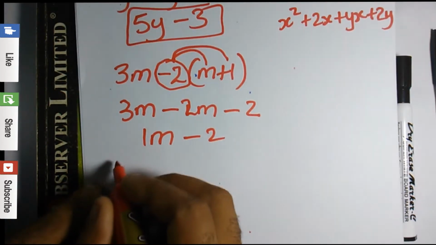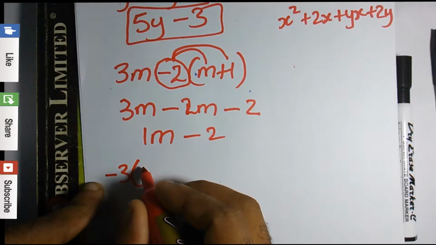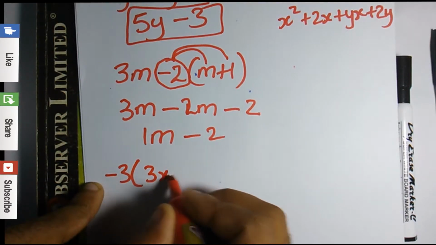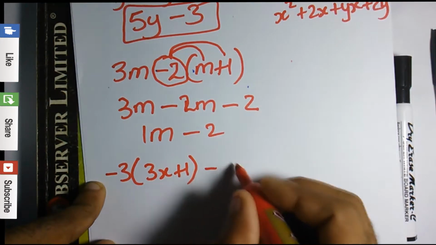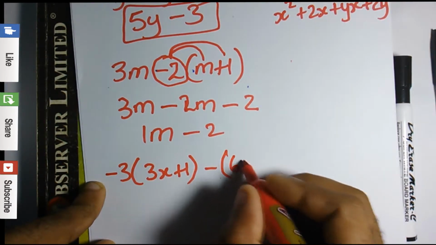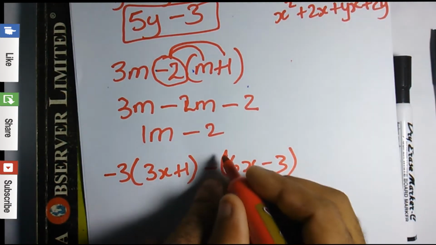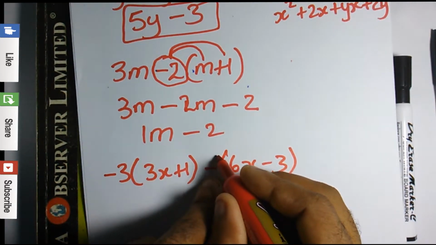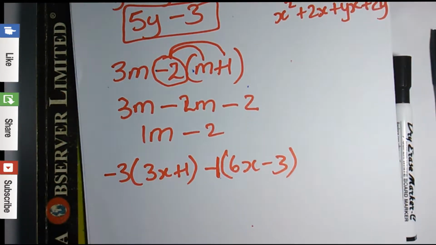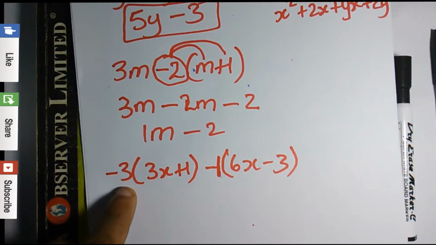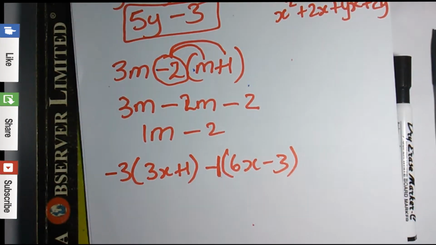We're going to expand minus 3 times 3x plus 1 minus times 6x minus 3. So remember, with this negative sign, we have an invisible 1 right here. So we could put negative 1. Now, I'm going to distribute negative 3 inside the bracket. I'm also going to distribute this negative 1 inside the bracket.